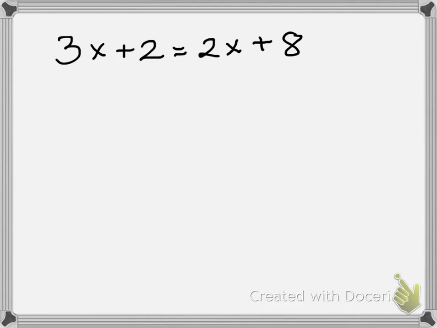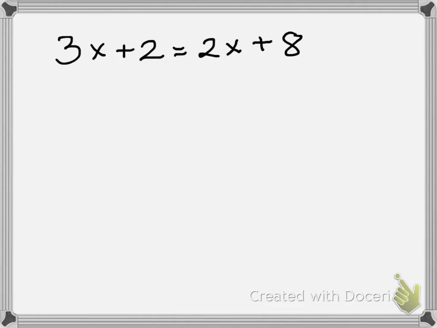Let's go through this. So the first thing I always do is I combine my variables. I'm trying to get my x's together. It doesn't matter if I move the 3x over here or if I move the 2x over here, but I always try to keep my numbers positive, so I'm going to move the smaller one. I've got 3x and 2x. 2x is smaller, so this is the one I'm going to move.